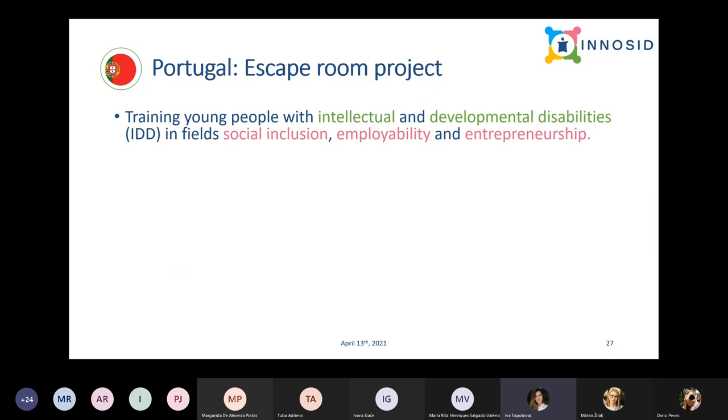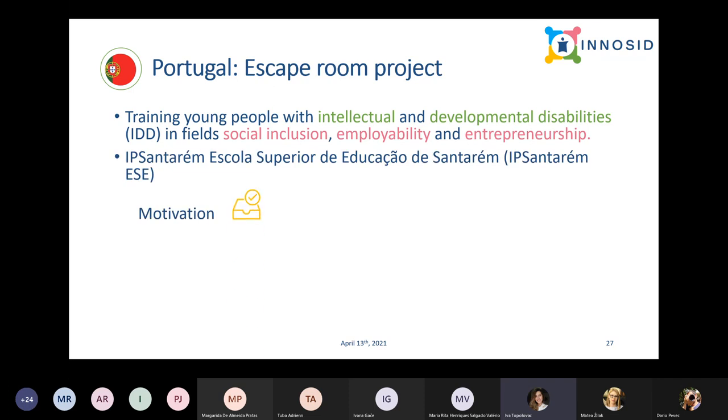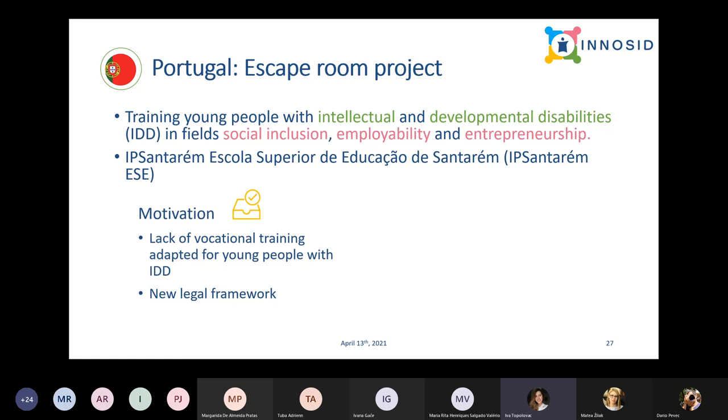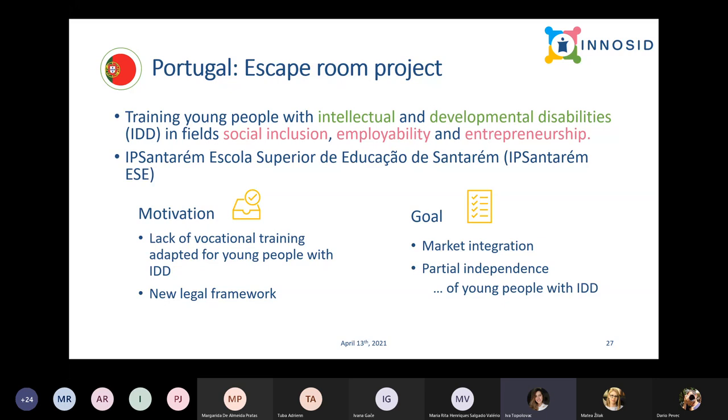An excellent example for improving employment and preparing, training young people with intellectual and developmental disabilities for the labor market is the Escape Room project. This project was motivated by the lack of vocational training adapted for young people with IDD. And it was motivated by the new legal framework that came into force in 2019 that requires the hiring of people with disabilities in entities with more than 75 employees. And the goal of this project was to improve market integration and partial independence of young people with IDD.